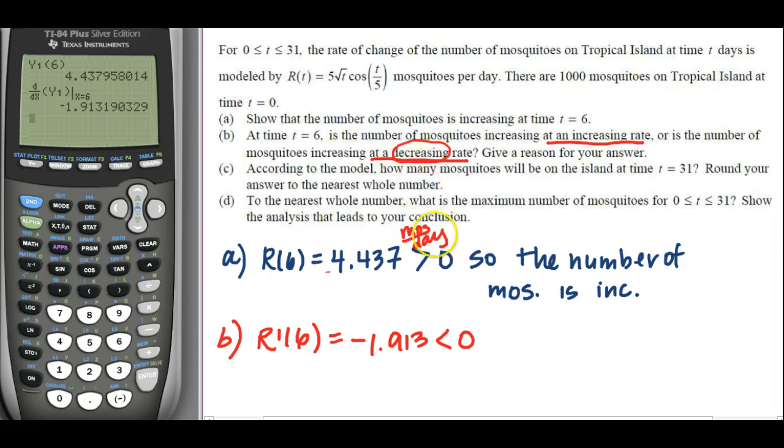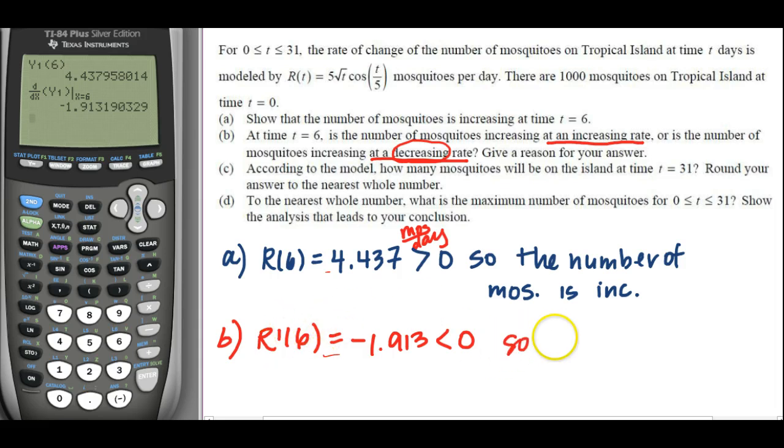So every day, more mosquitoes are going to be on the island, but the number of mosquitoes added every day is going to be less and less. So on day 7, maybe 4.2 mosquitoes are added, and then on day 8, 4.3 mosquitoes are added. So it's specifically, though, at time t equals 6. So we're interested in what's going on right at this time. So that's why we needed to calculate r prime of 6.